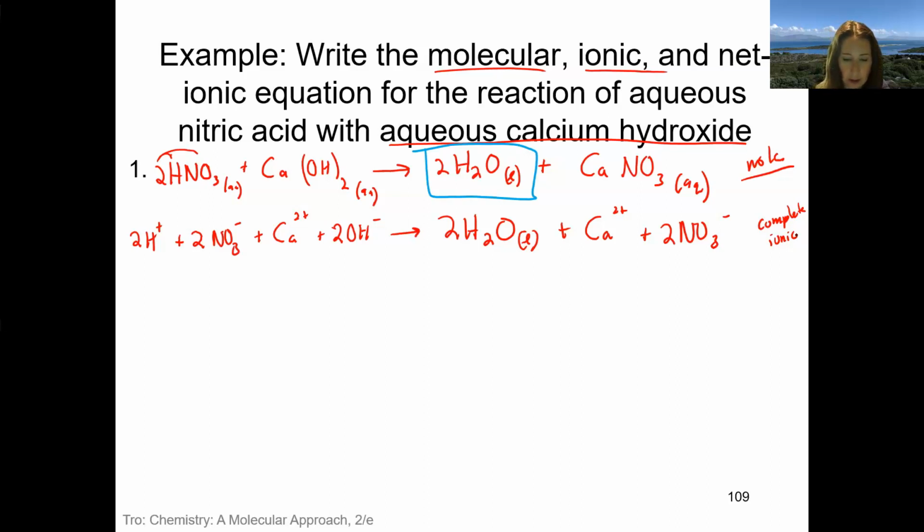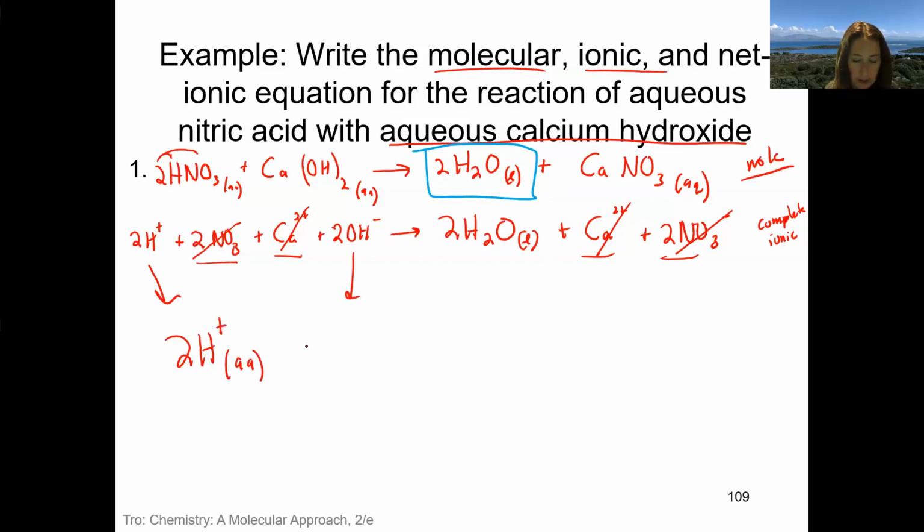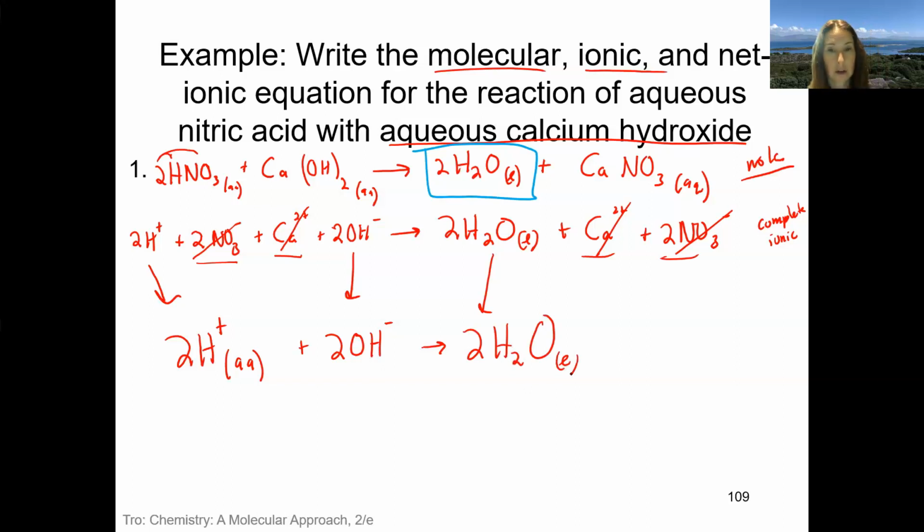So we look on both sides. I have a Ca, 2 NO3 minuses, 2 NO3 minuses, and then I write down what's left. So I have 2 H pluses, and I'll put the states in here because I have plenty of room, plus 2 OH minuses, goes to 2 H2Os. And when we balance an equation, we keep them as simple as possible. Since these are all 2's, we just cross them out. So it's H plus OH minus goes to H2O.